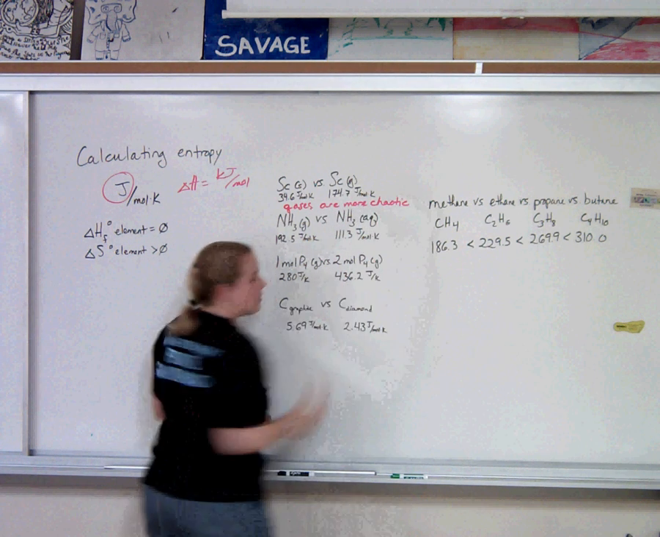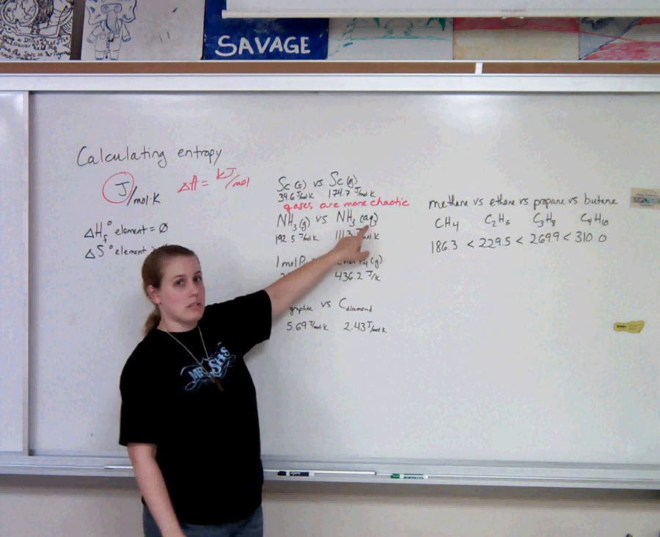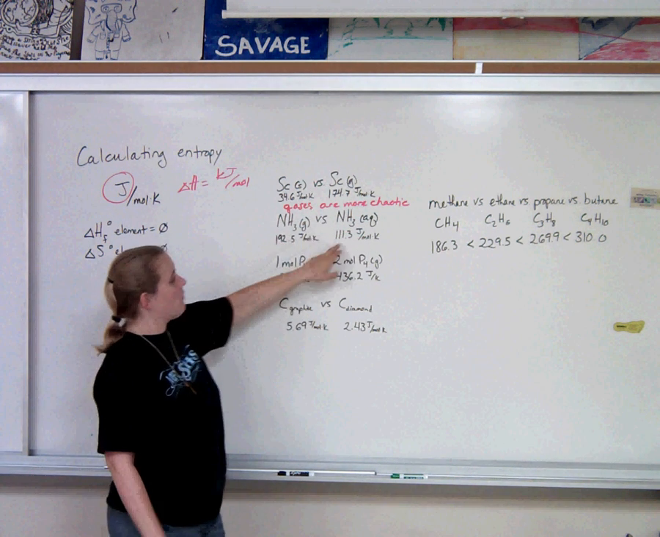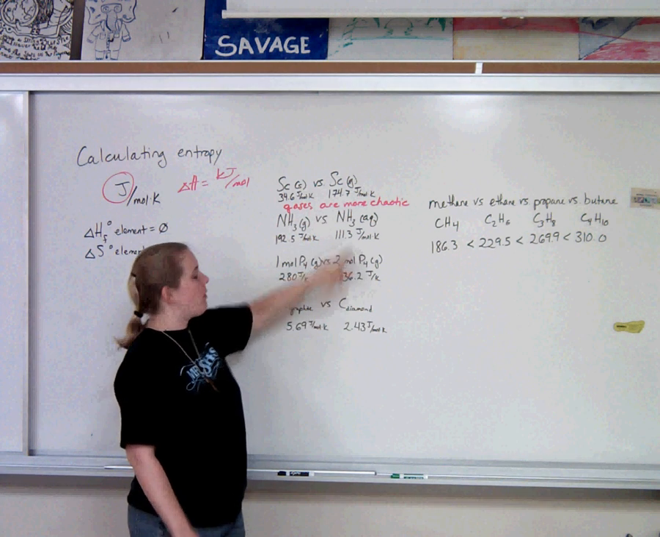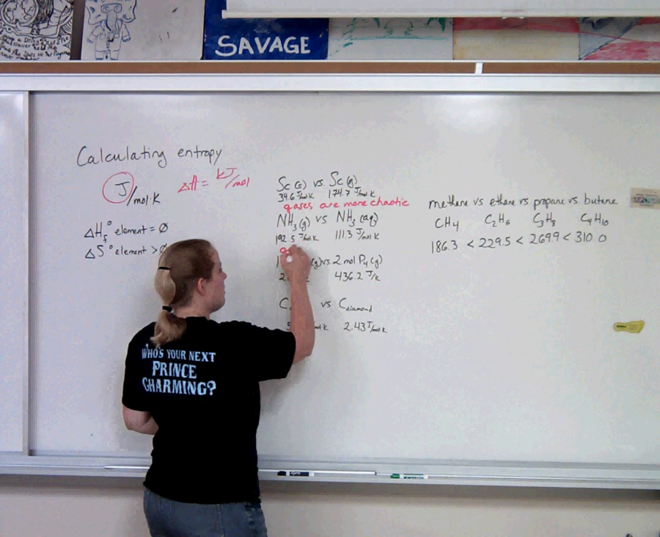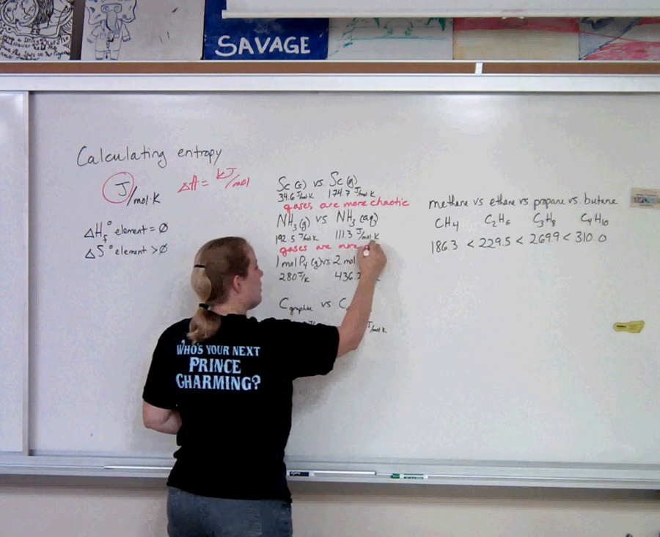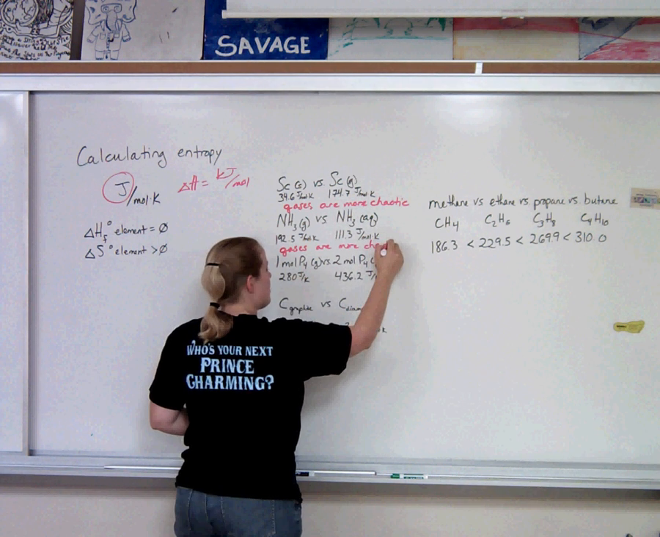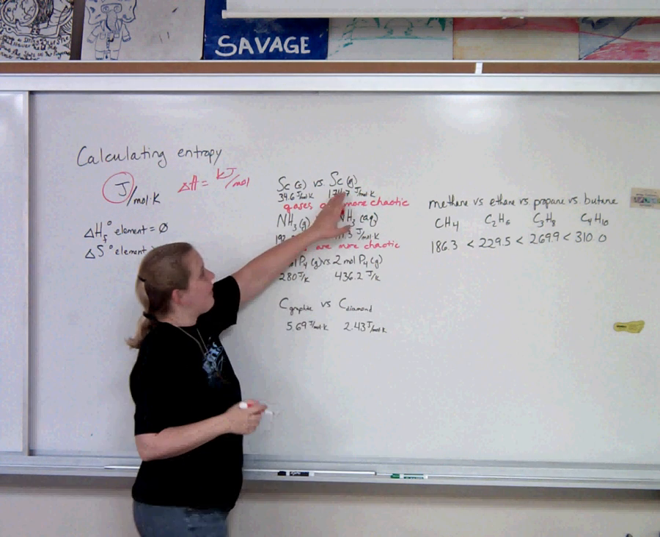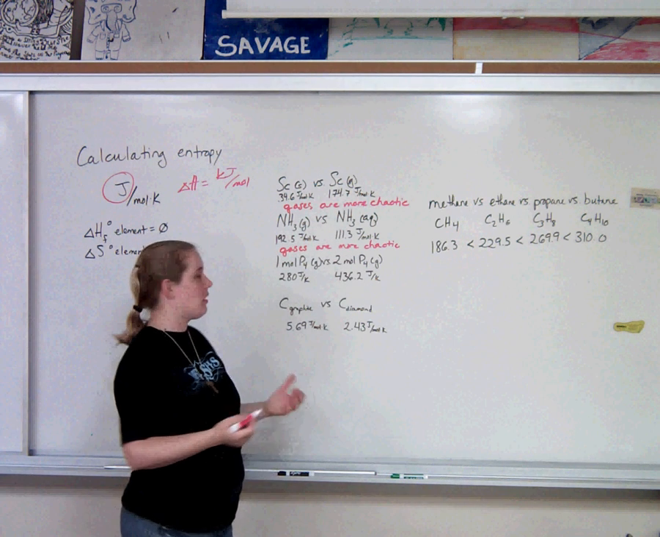All right, let's try another pair. Ammonia gas versus aqueous ammonia: 192.5 versus 111.3. Again, gases are more chaotic. Notice there was a much bigger difference between a gas and a solid than a gas and an aqueous solution, but it's still going to be greater for the gas.